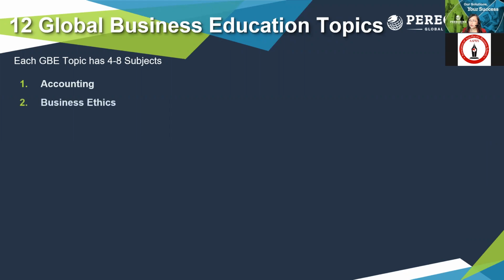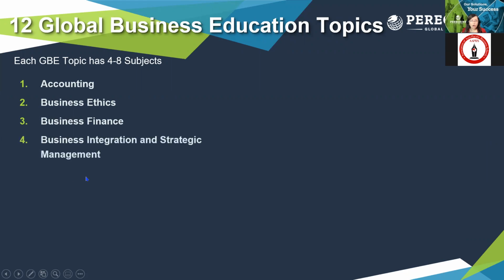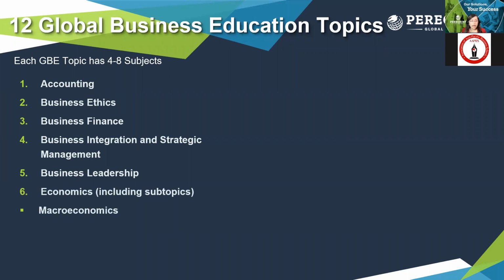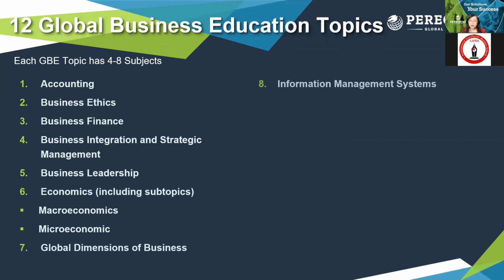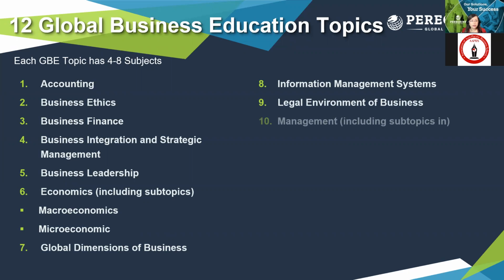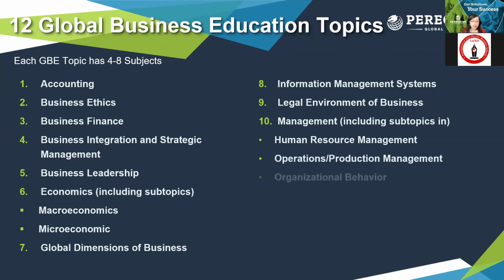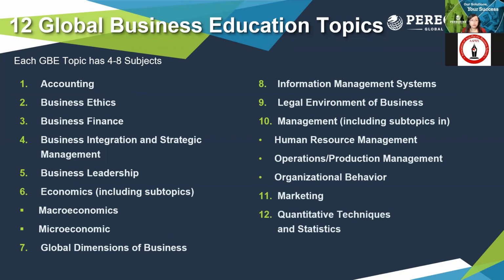Here's the list of the 12 global business education topics that we offer. Each topic is the bigger umbrella category, and it gets broken down to subject level areas. The key here is that when you run the reports, they are very detailed. They come at a topical level and a subtopical level, as you can see for management. There's human resource management, operations, production management, organizational behavior, and it will also be broken down by each of the subjects that make up all of these topics.